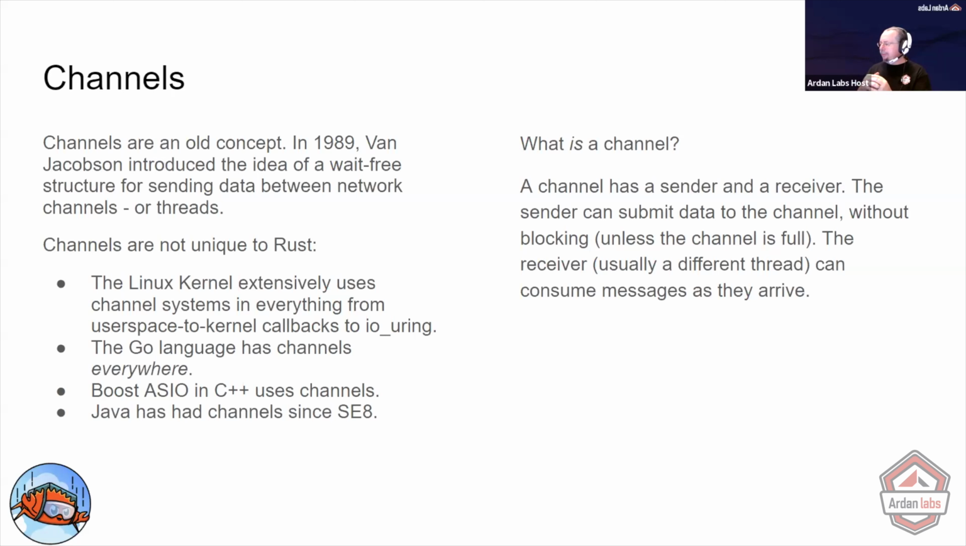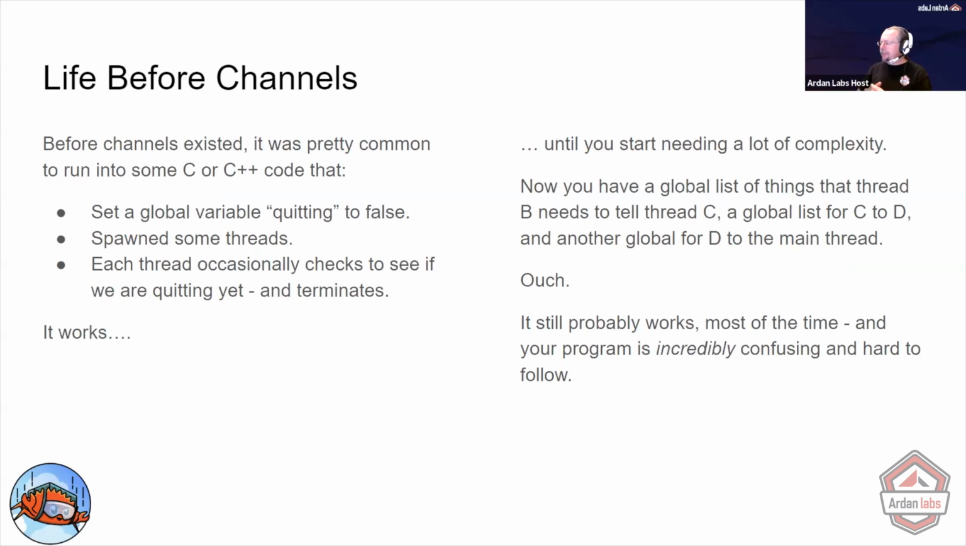So a channel is basically a sender and a receiver. You submit data to the channel. The receiver in a different thread can then receive the data at some point in the future. Before channels existed, it was pretty common to see spaghetti code where you have global shared variables representing, hey, I'm quitting now, or hey, thread 2, do this. And thread 2 would at some point read, hey, I'm quitting, hey, do this. And it works. It doesn't scale. You wind up with a program that looks like somebody took spaghetti and threw it at the wall. And so, to avoid confusion, channels are the best way to send data between threads.